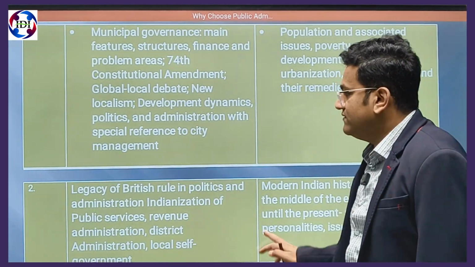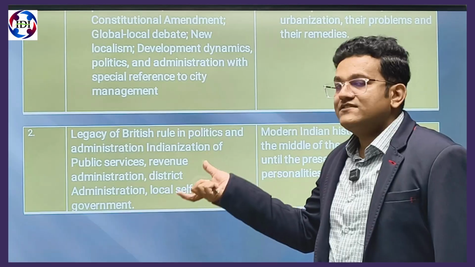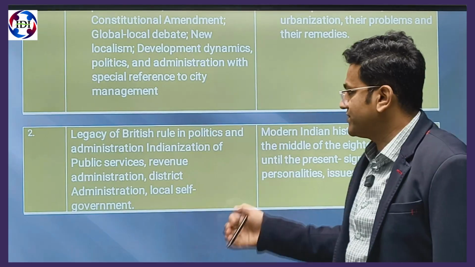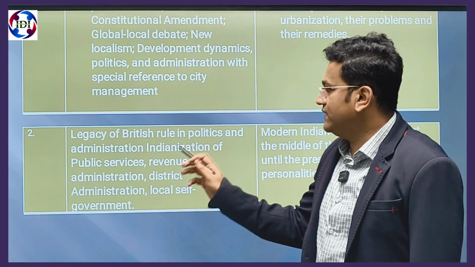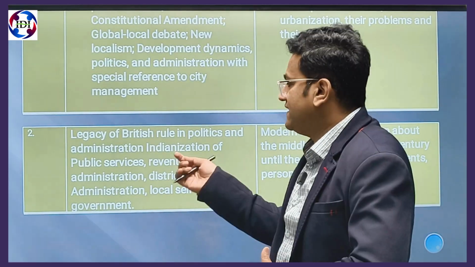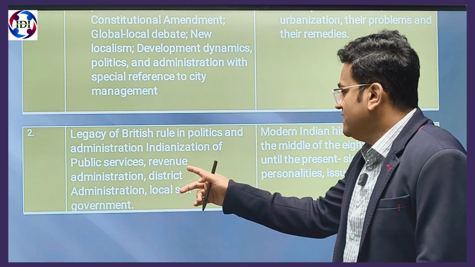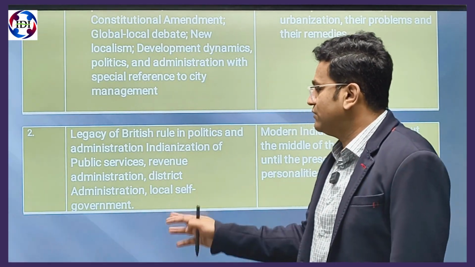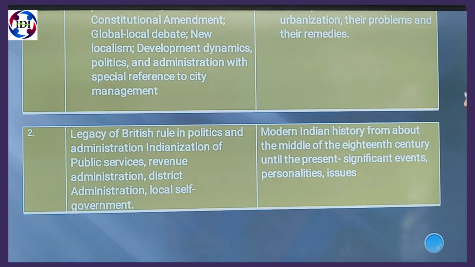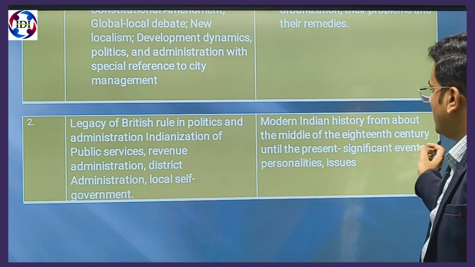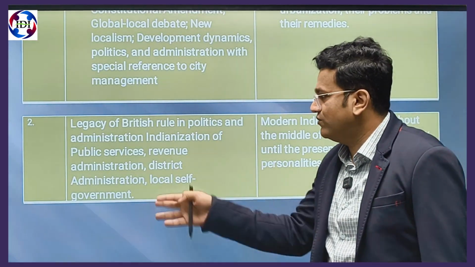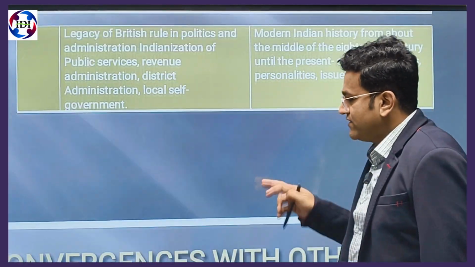And then legacy in history. This is chapter 1 of public administration paper 2 and its direct correlation with history. Legacy of British rule in politics and administration, Indianization of public services. By Indianization we mean Indianization of public services under British rule. Revenue administration, district administration, local self-government. Legacy of British rule was also part of modern Indian history: from about the middle of the 18th century to present, significant events, personalities, issues, etc. Okay, this is implicit convergence.